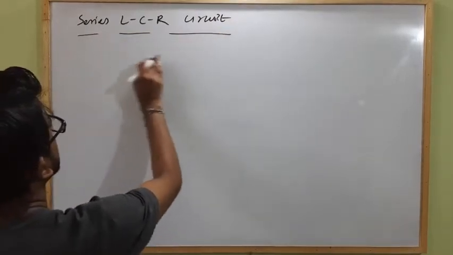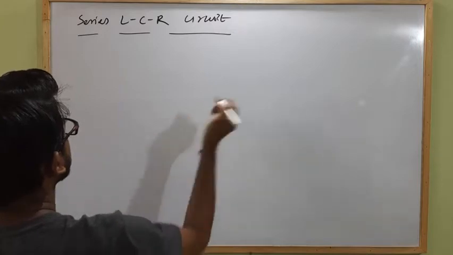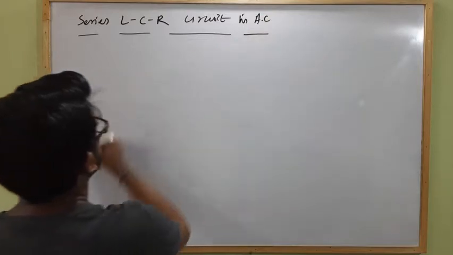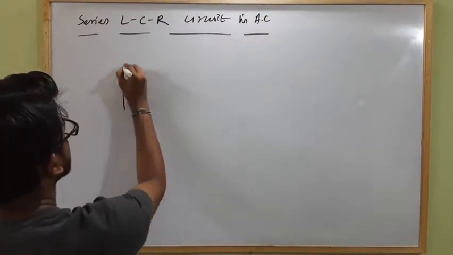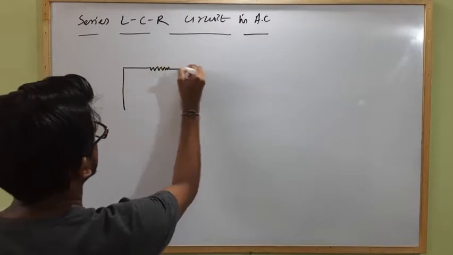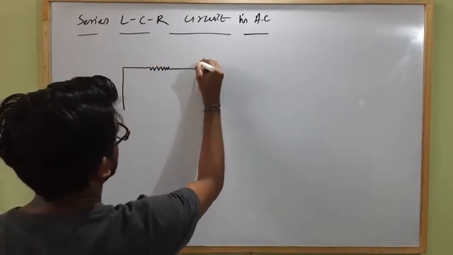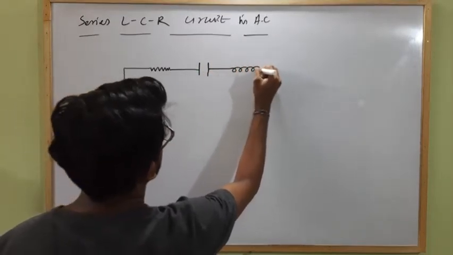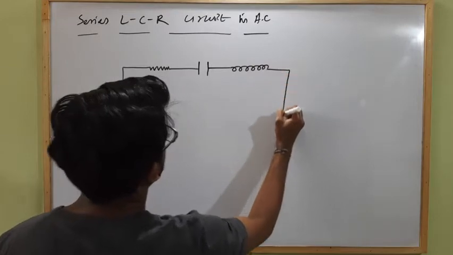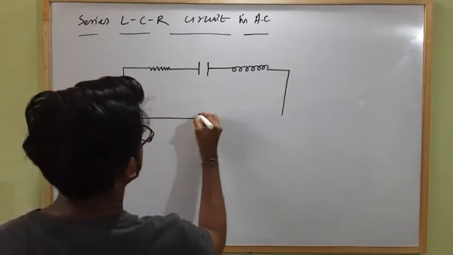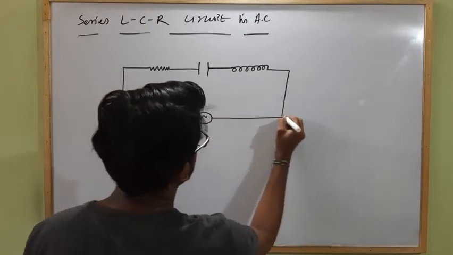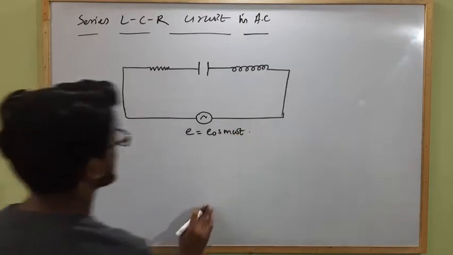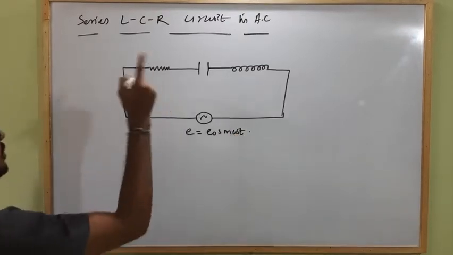Okay, inductor, capacitor and resistor, all three are connected in series across an AC circuit. So let's draw the circuit diagram first. Here is a resistor, then a capacitor, then an inductor. Okay, all these three are connected in series across an alternating source of EMF E equal to E naught sin omega t, for which current I is flowing through this circuit.